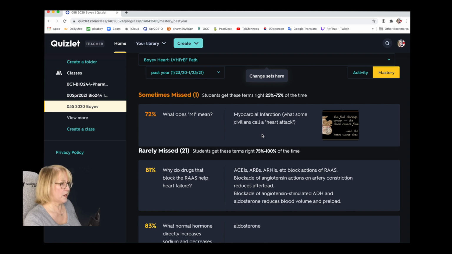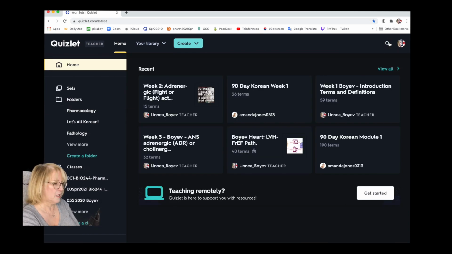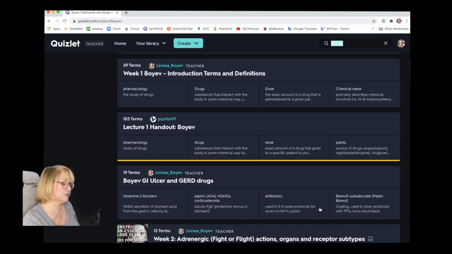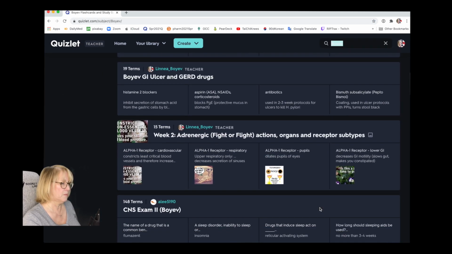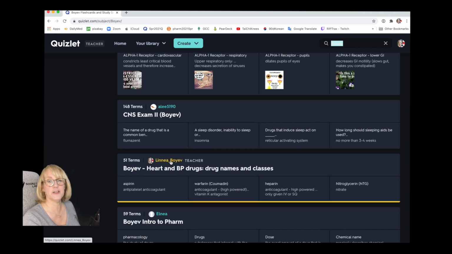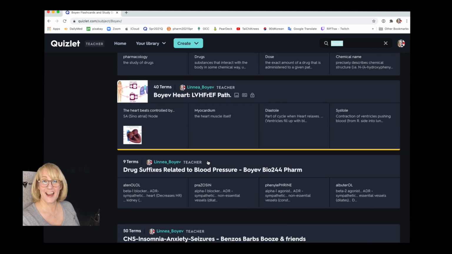If you want to search just for old flashcard sets that previous students have done, probably the easiest way is to do a search for Boyev. You're going to find quite a lot of old flashcard sets made by previous students, as well as my flashcard sets. My official flashcard sets are all Linnea_Boyev, and it'll say teacher next to it. So those you can count on. So that's how to best use Quizlet flashcards for my flashcard sets and my classes.